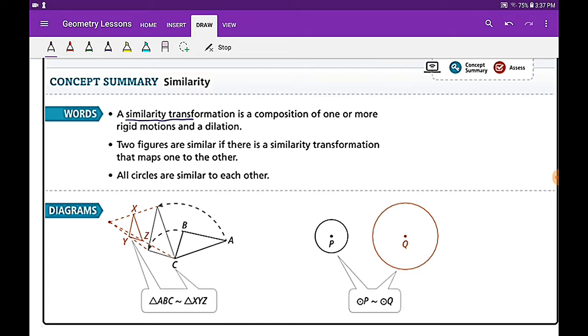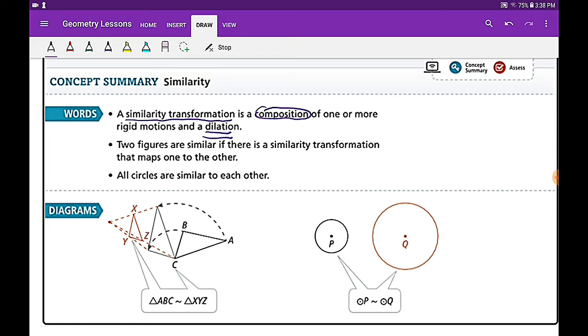A similarity transformation is a composition of one or more rigid motions and a dilation. So a combination, or a composition, we'll talk about composed transformations, of one or more rigid motions, meaning translation, reflection, rotation, and a dilation is what we refer to as a similarity transformation, meaning they will result in similar figures.